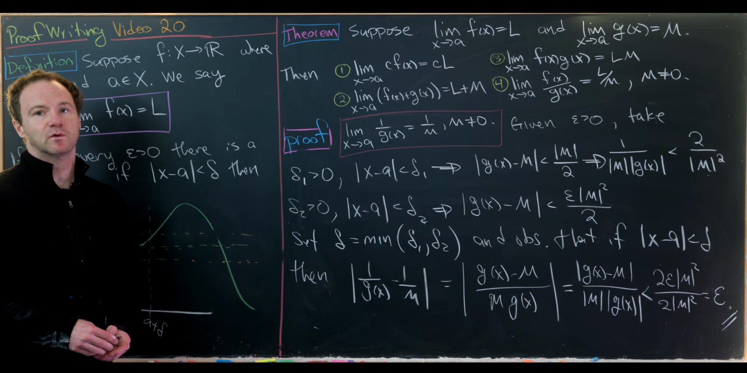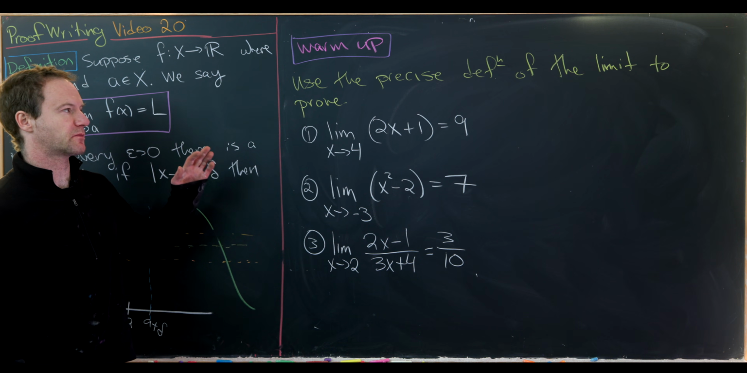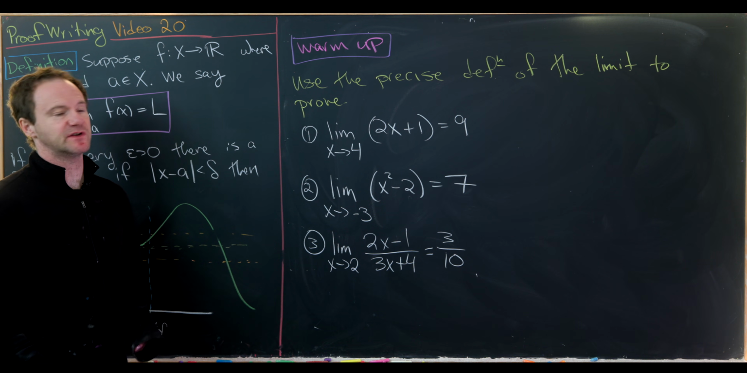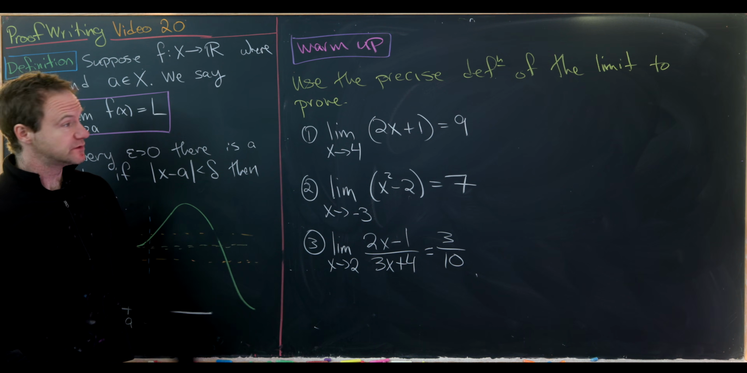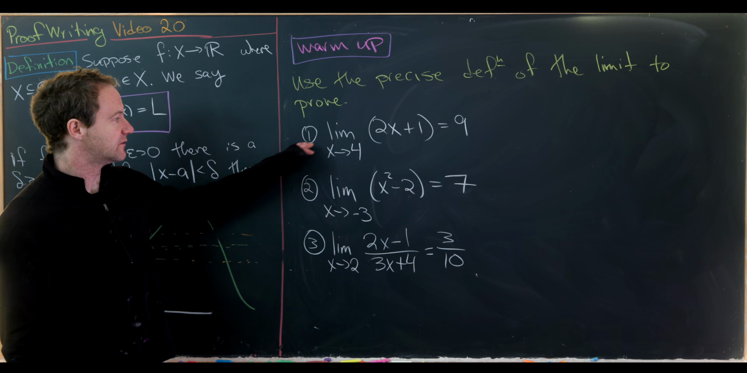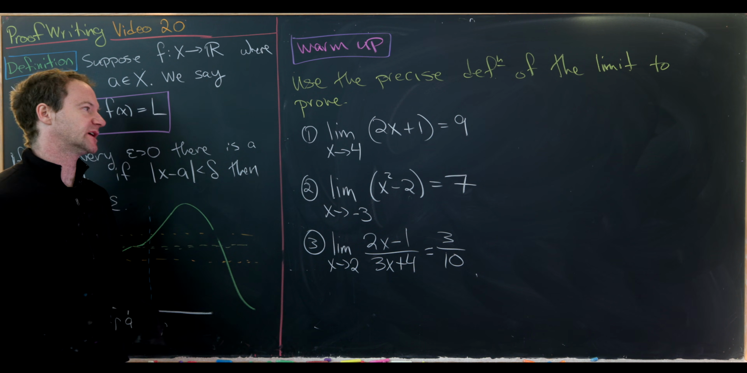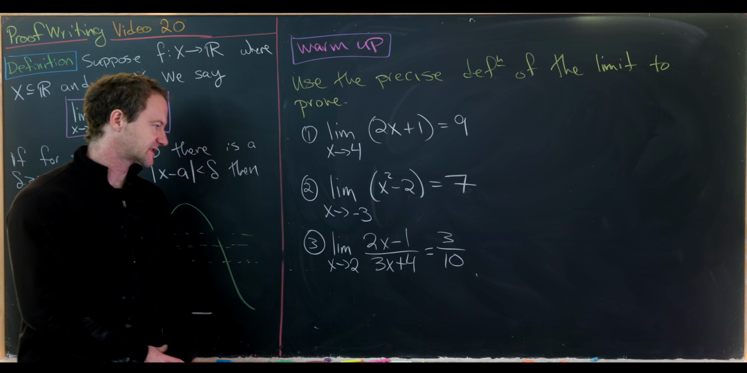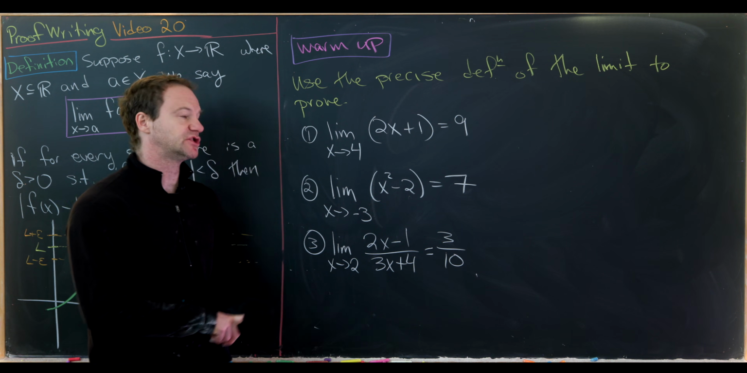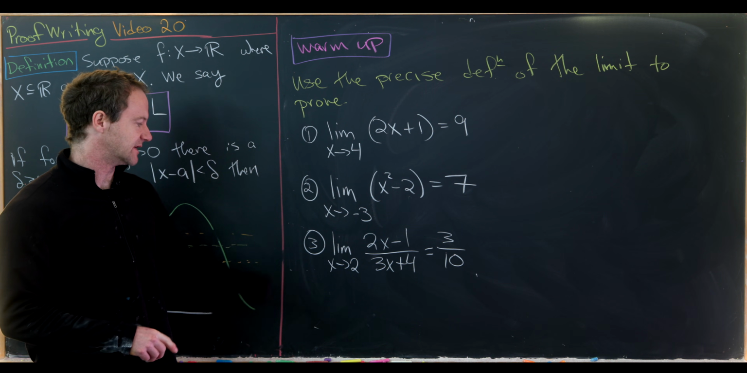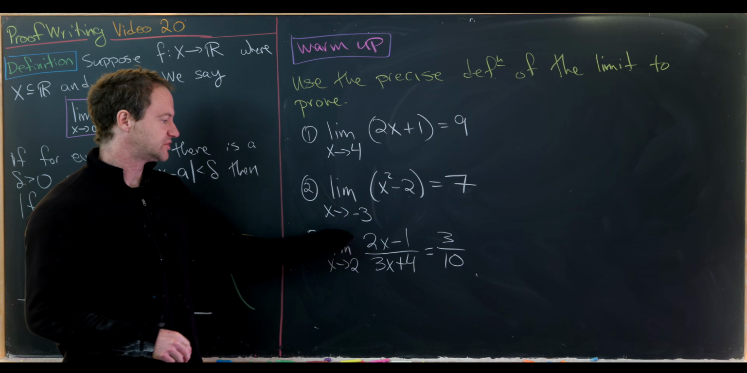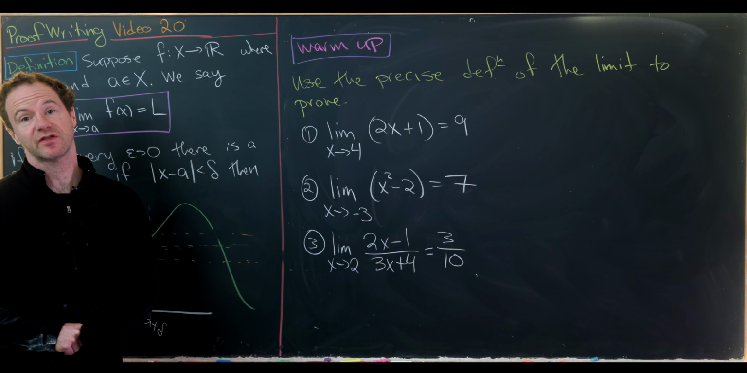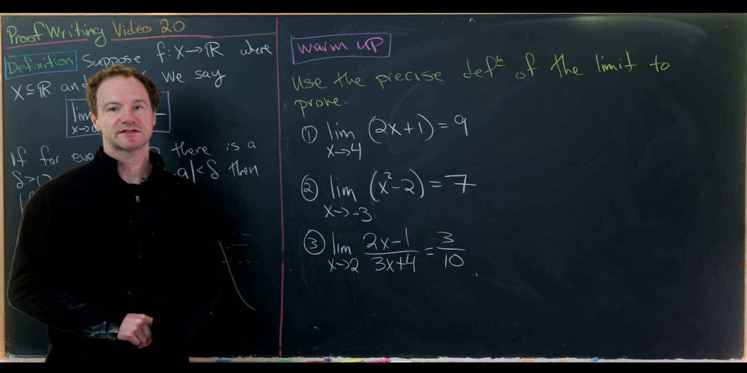So now I'll leave you with some warm-up. So here are 3 nice warm-up problems based off the precise definition of the limit. So you'll use that precise definition to prove the limit as x goes to 4 of 2x plus 1 is 9, the limit as x goes to negative 3 of x squared minus 2 is 7, and finally the limit as x goes to 2 of 2x minus 1 over 3x plus 4 is 3 over 10. And that's a good place to stop.